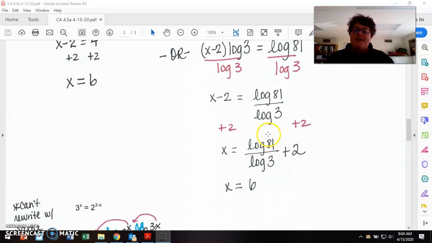And then when you put this in your calculator, you have log of 81. Make sure you close your parentheses if it opens it, divided by log of 3, and then plus 2. So you should get 6 again. Okay.